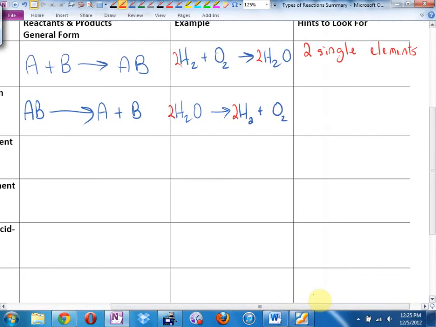What do you look for? One compound becomes 2 elements. It decomposes. And I think you guys have seen enough horror movies or zombie movies to know what the word decompose means, to break apart.